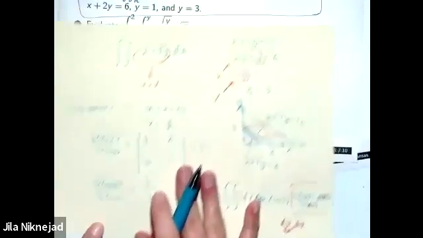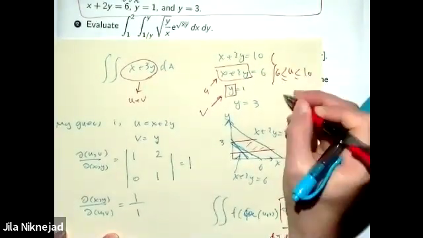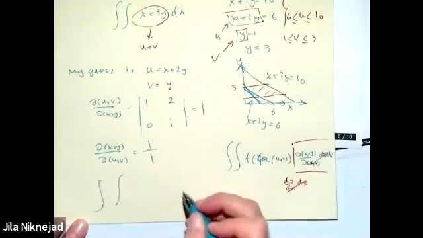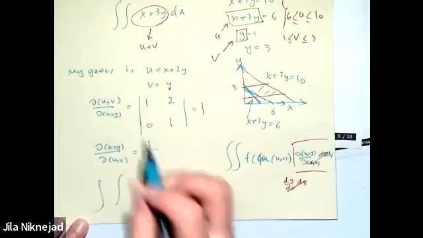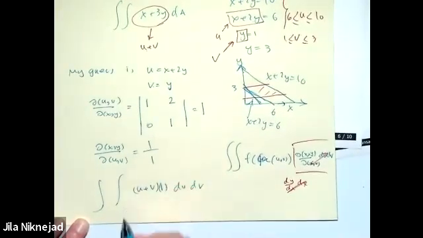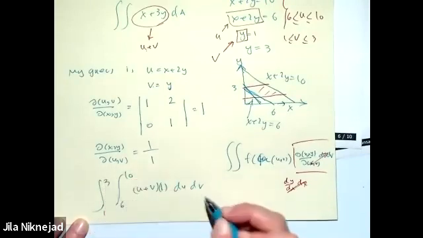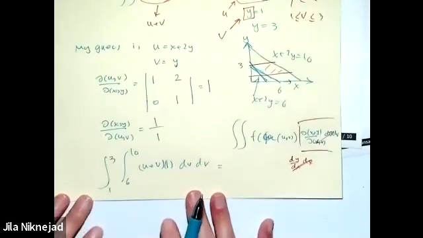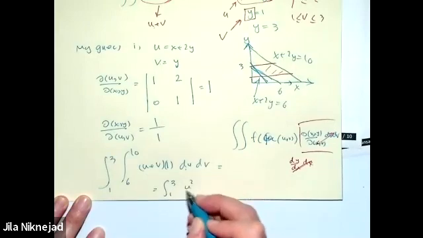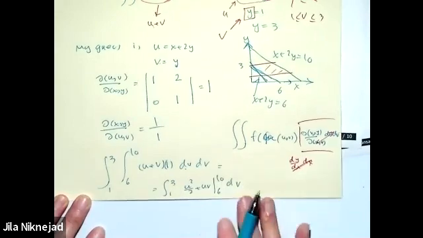And then what do I have? U is going to be between 6 and 10. V is going to be between 1 and 3. And I can set it up, du dv. And this one was supposed to be u plus v times 1. And u goes from 6 to 10. V goes from 1 to 3. And that is a nice integral now. From 1 to 3, u squared divided by 2 plus uv, 6 and 10, dv.